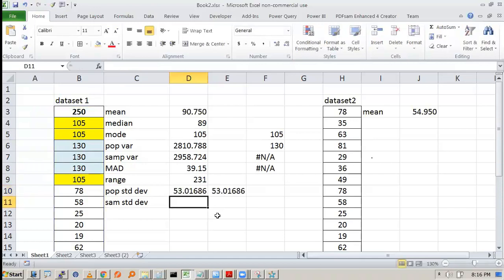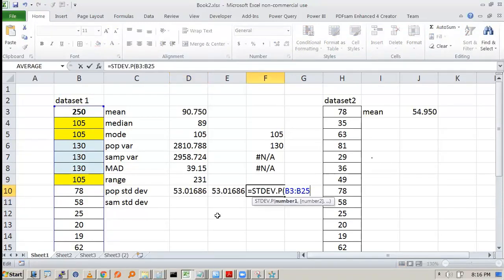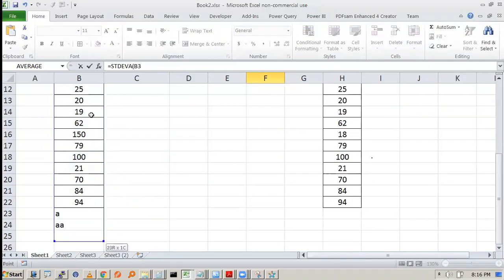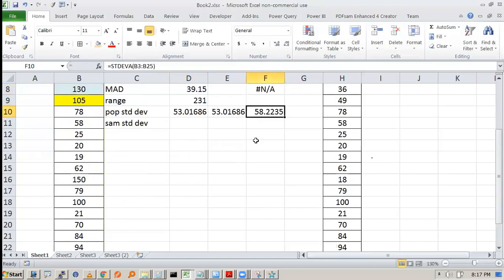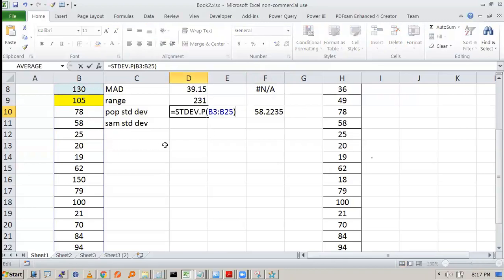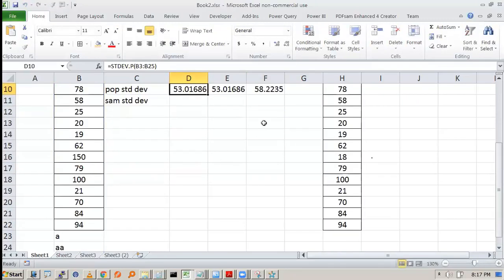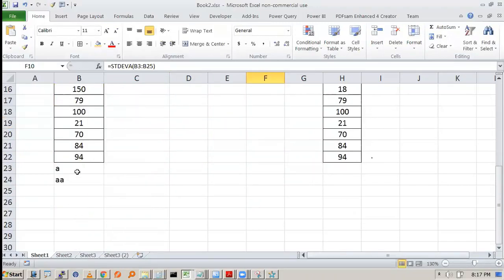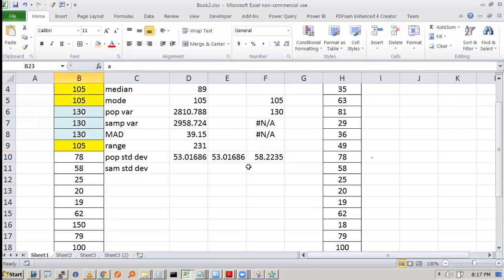Now let's see, we write another formula, STDEVA, and we give the values up till the end. See, this value is 58.2235. This also was selected till here, this also is selected till here. So it means that it has considered these cells as some value and is doing the computation. So unless you are very sure, don't use this STDEVA.